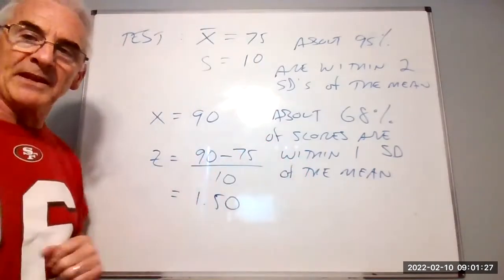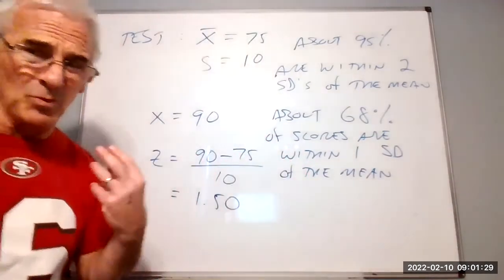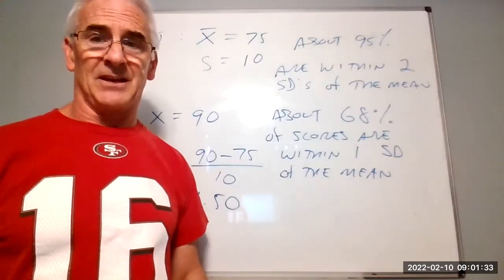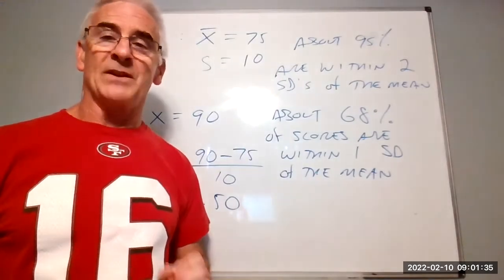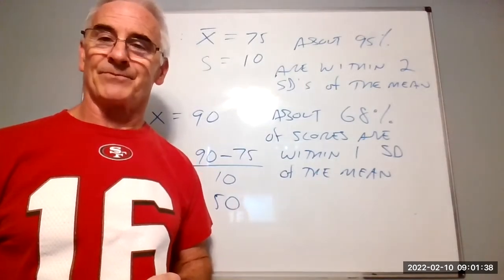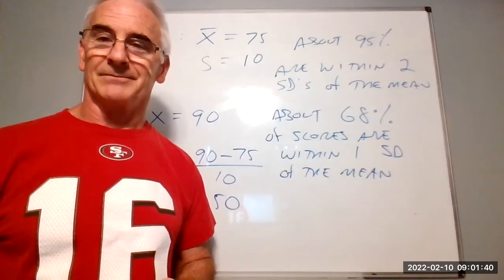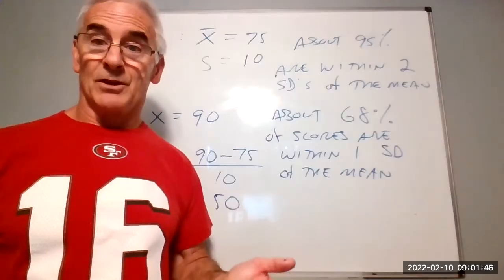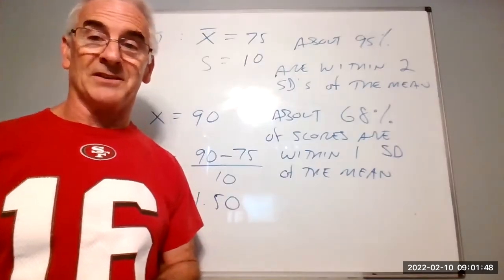So if someone told me they got a z-score of 1.5, that's really, really good. That is really, really good. Now, do you know what uses z-scores? SATs, MCATs, GREs, standardized tests in general, you're using z-scores, but you didn't realize it.